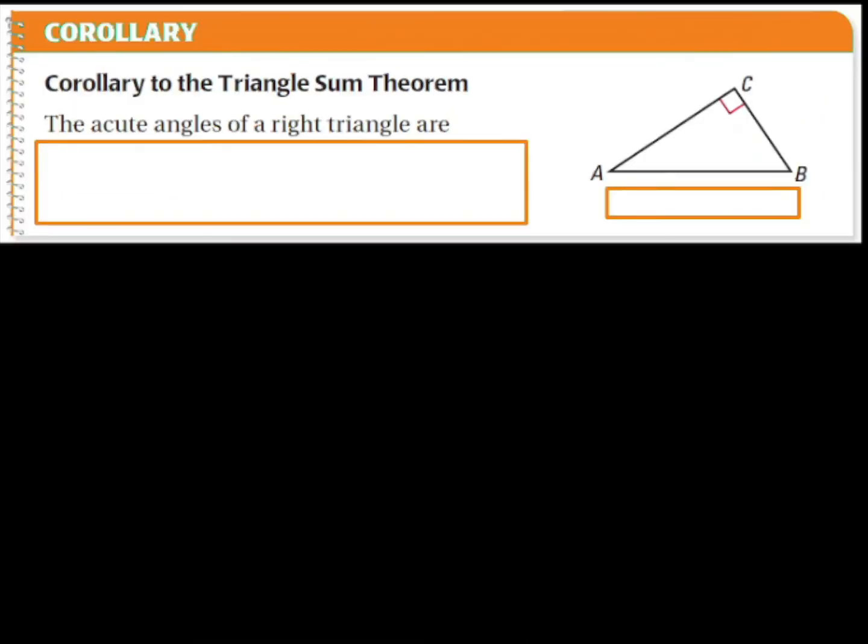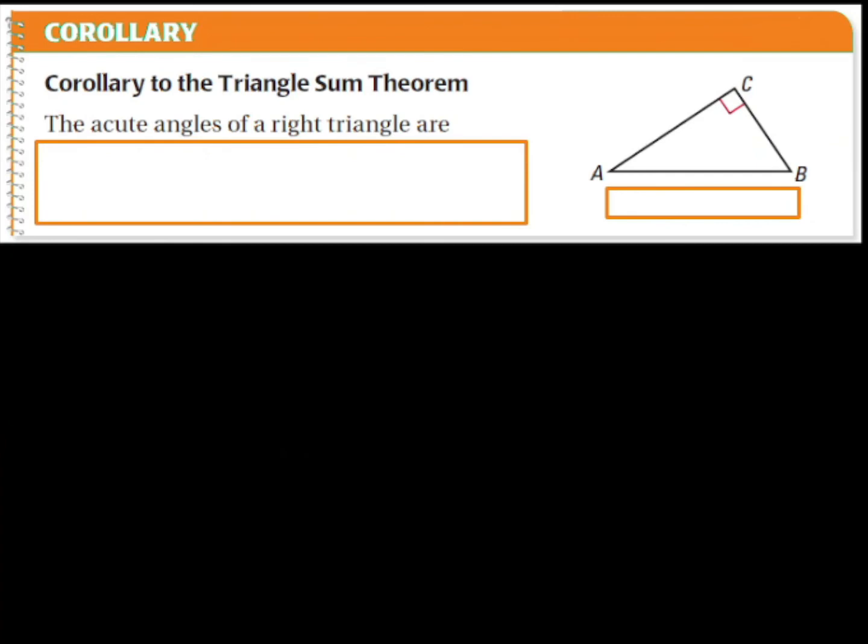The last theorem of the day is called the corollary to the triangle sum theorem. A corollary is just another theorem that goes along with it. The triangle sum theorem, again, was that one where the three angles add up to 180. The corollary is just a special case where you're talking about a right triangle.